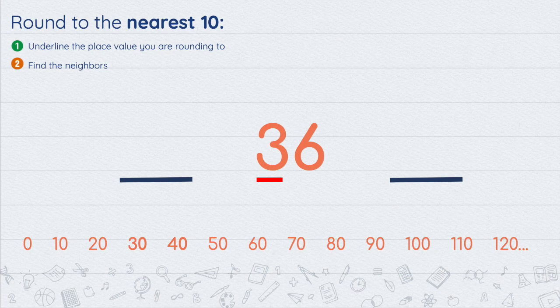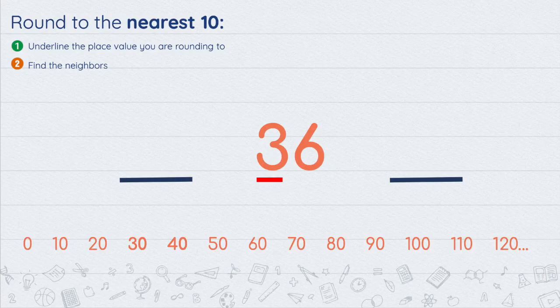For the second step, I have to find the neighbors. Which 10 lives before 36 and which 10 lives after 36. And to do that, I can also use a number line or I can skip count, which is something that we all know how to do. So they are asking me to round this number to the nearest 10. So it would be interesting if I could skip count by 10. I skip counted by 10 and I wrote my numbers on the bottom there. I kind of made my own number line.